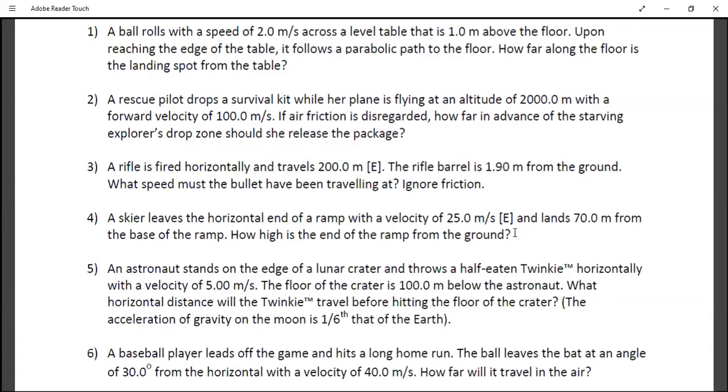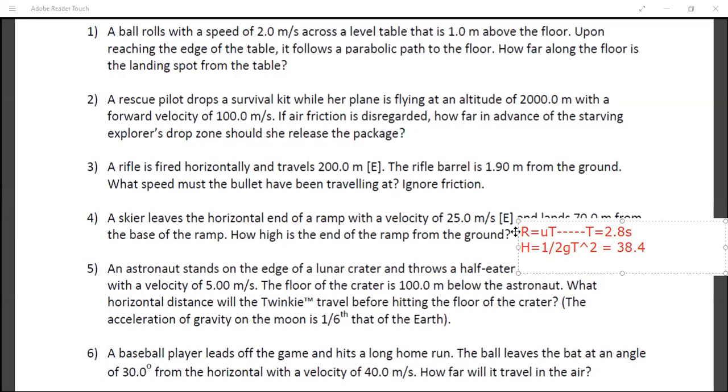So R is equal to UT, that is the first formula you will apply. I am writing parallelly so that others could even specify. So I am using R is equal to UT in the first case. Then I'll get T value as 2.8 seconds. Then I'll get H is equal to half GT square. Then I'll substitute the values, G by 2 and then T square, and I'll get H is equal to 38.4 meters. Okay, fine.